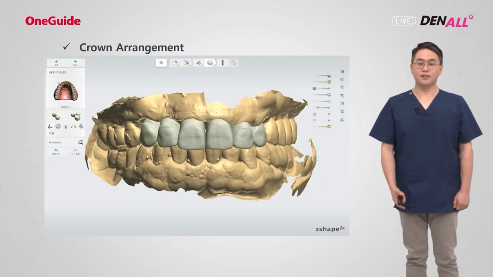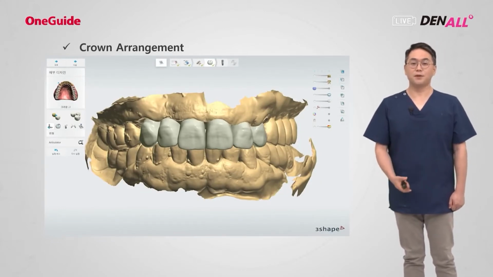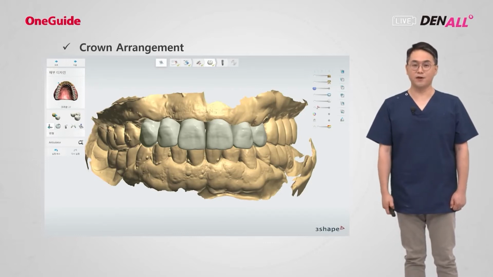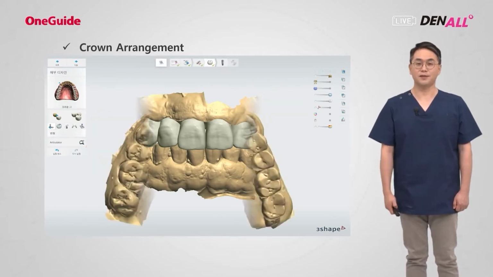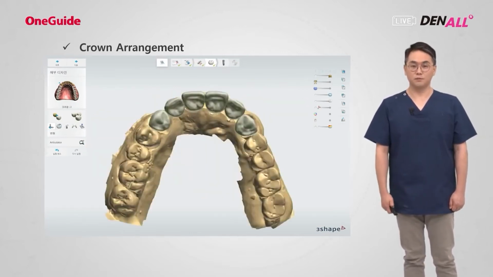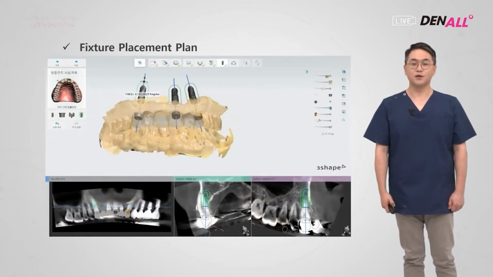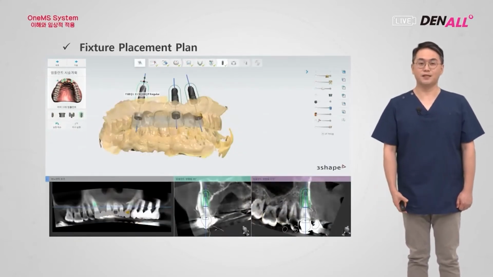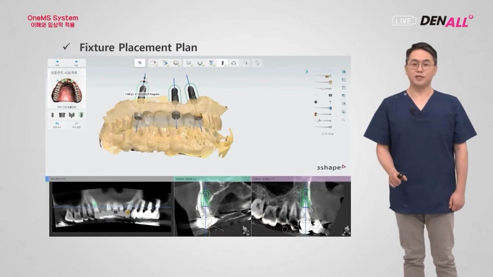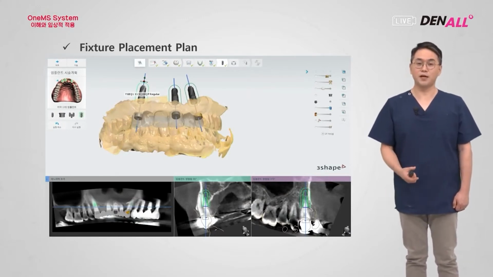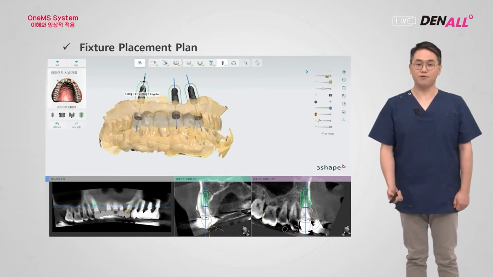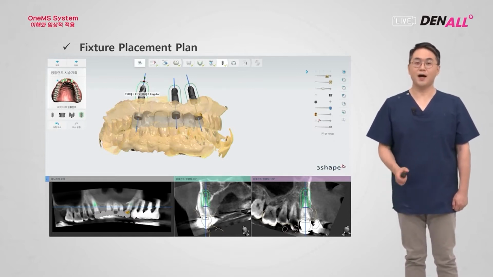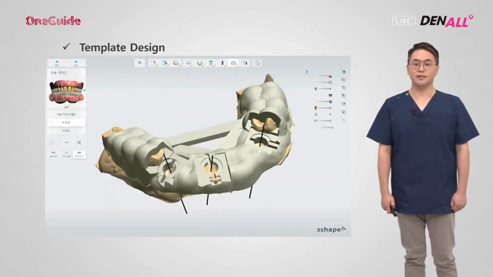To use the OneGuide system in the implant studio program, first, ideal crown arrangement was done, so the prosthesis design was done first. This is the top-down approach, as I explained before. On the occlusal plane, this is the arrangement. Based on that, to place the implant in the ideal position, ideal prostheses were designed, and to support that, on the CT image, implants were planned for ideal positioning. So 3 implants were planned on both sides, number 3, and on one side, number 21, where the implant will go in.